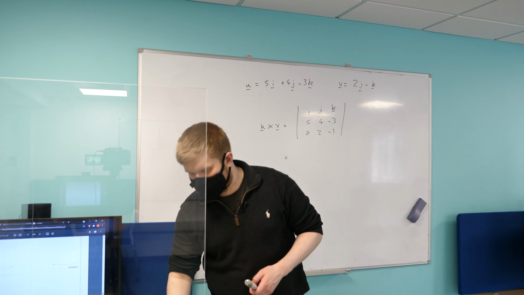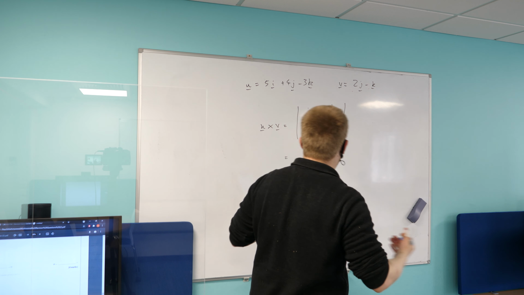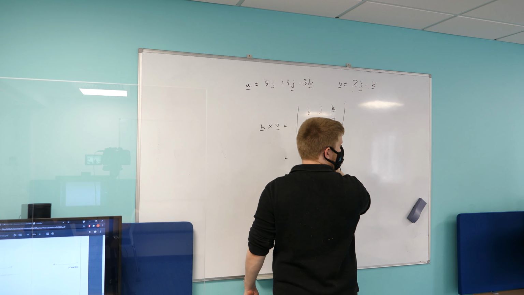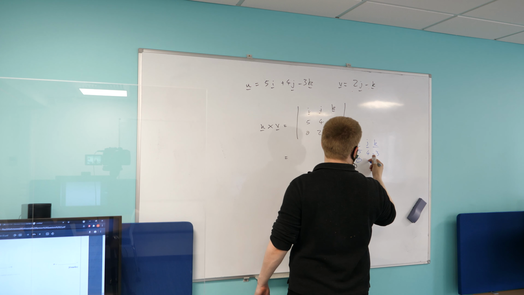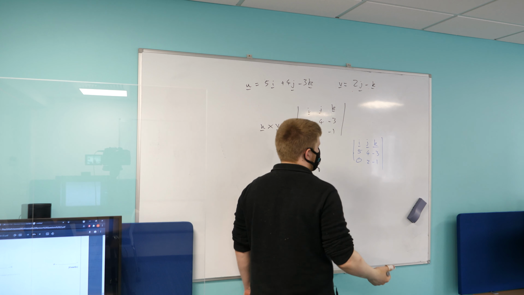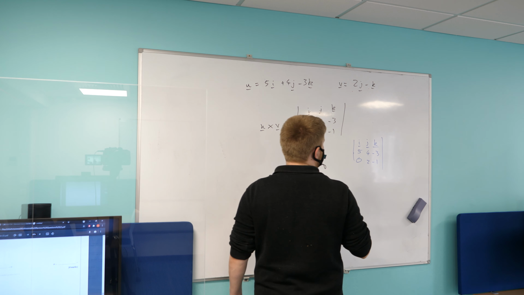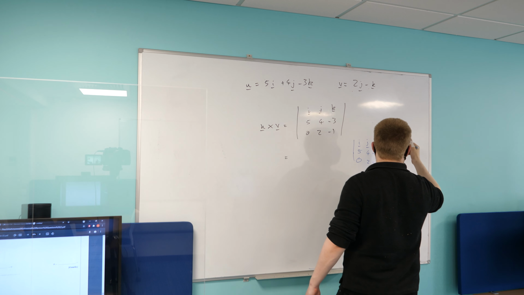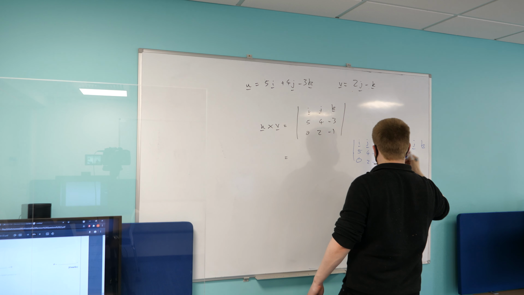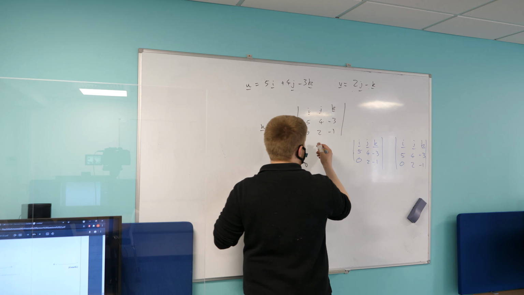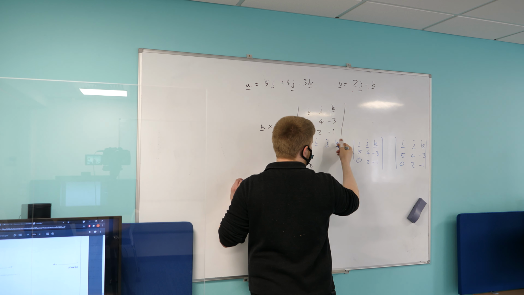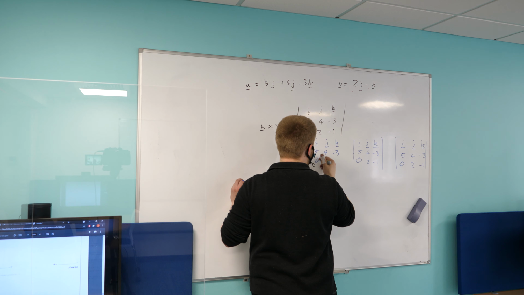The way we do this is a little bit of work, but it's not too bad. I'm going to take 3 copies of this matrix: i, j, k, and then 5, 4, negative 3, 0, 2, and negative 1. I'm going to do that 3 times. So I'll do it down here, i, j, k, 5, 4, negative 3, 0, 2, negative 1.